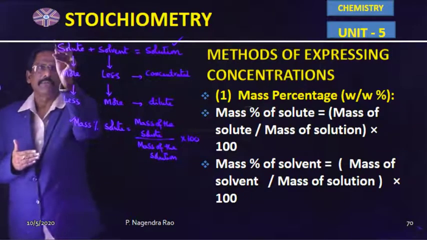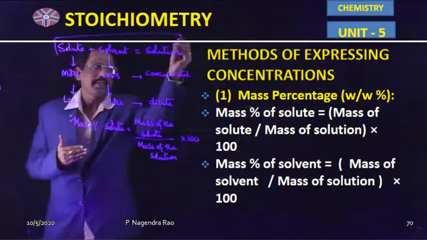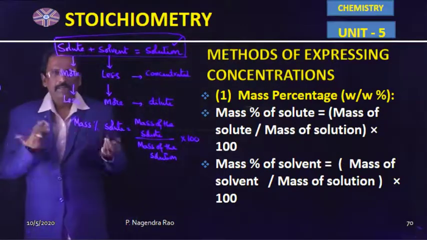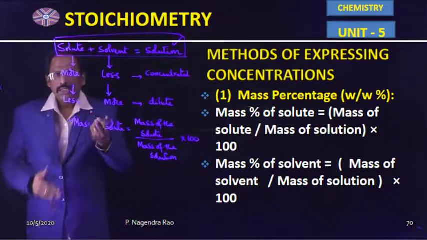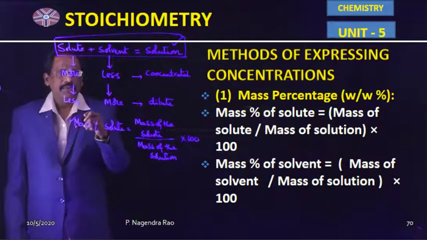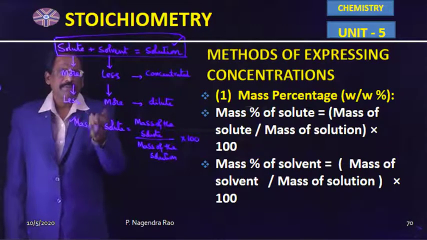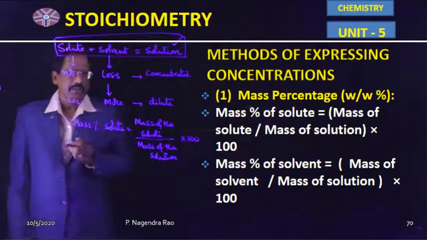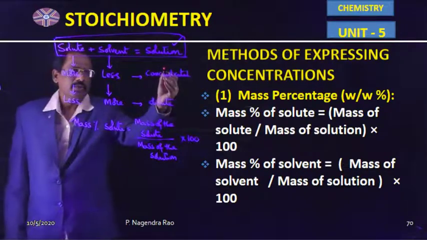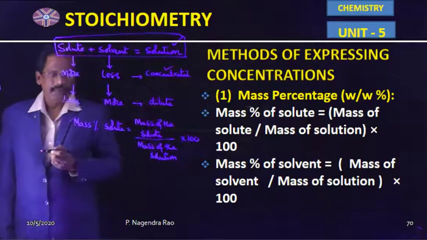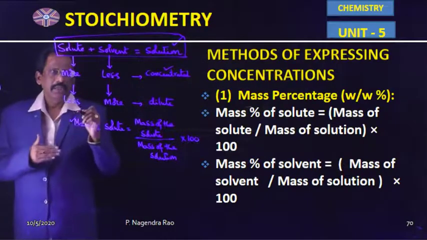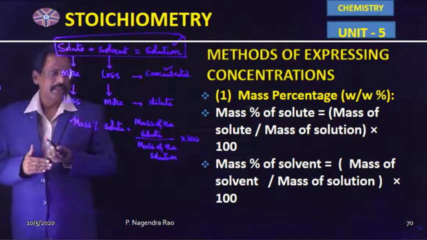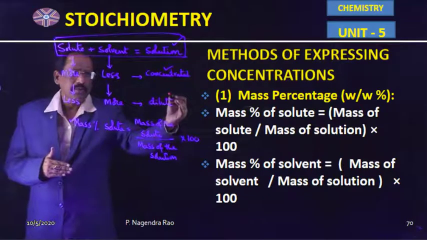So a very important point is, when solute is mixed with a solvent, a solution is prepared. In that solution, if the concentration of the solute is more, if the weight percentage of the solute is more than the weight percentage of the solvent, a concentrated solution will be formed. Otherwise, if the solute content is less than the solvent content, a dilute solution will be obtained.